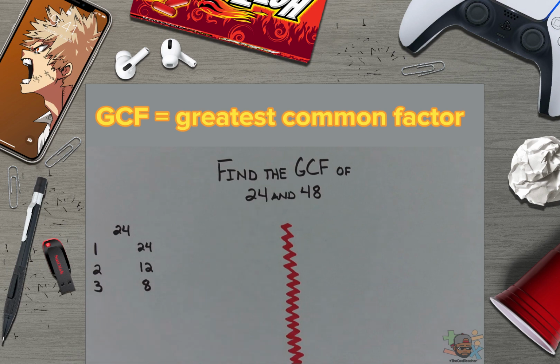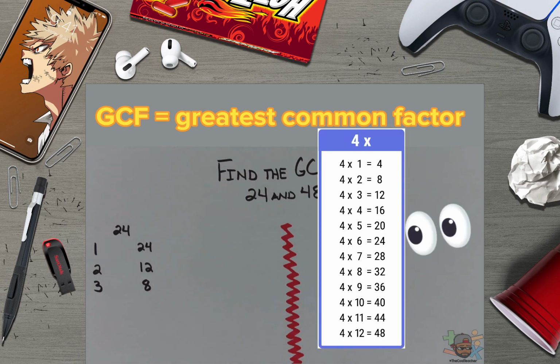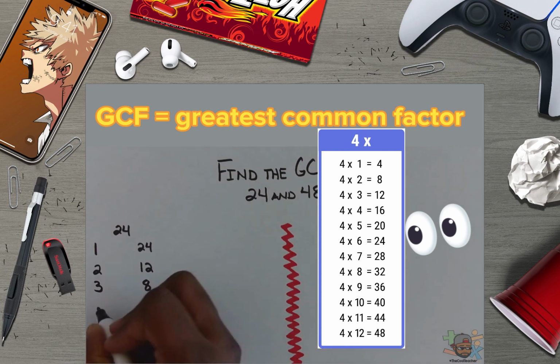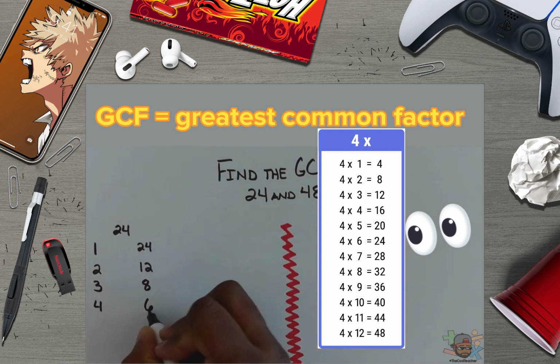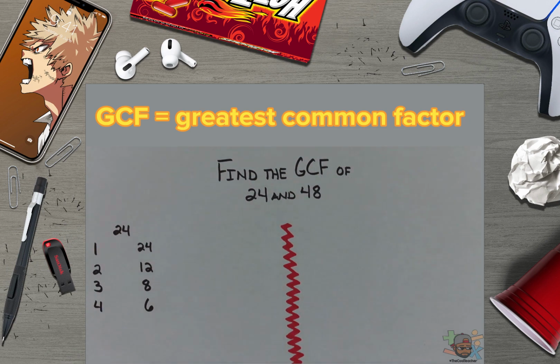After 3, what comes? I have 4. Does 4 times anything give me 24? If I look at my 4 times tables, 4 times 6 gives me 24. After 4, what number comes? I have 5. Does 5 times anything give me 24? It doesn't. So I don't have to list 5 because 5 doesn't work.